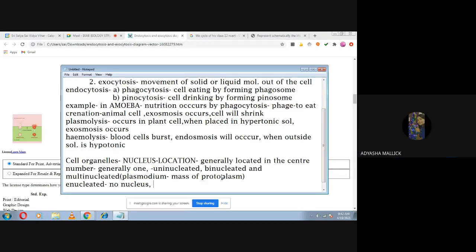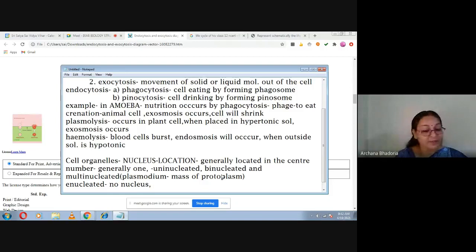Which cells of the blood? Red blood cells. Platelets? Okay, no, not the platelets. RBCs. RBCs do not have the nucleus, children. Is it clear? They are disc shaped, biconcave, and they don't have the nucleus. Platelets will have the nucleus. So I hope everyone has understood this much.